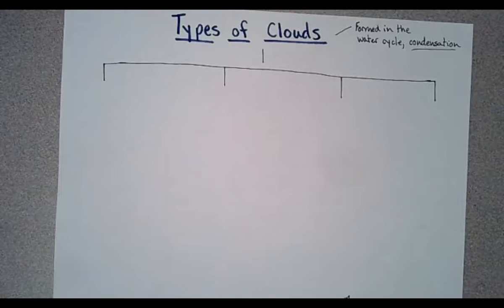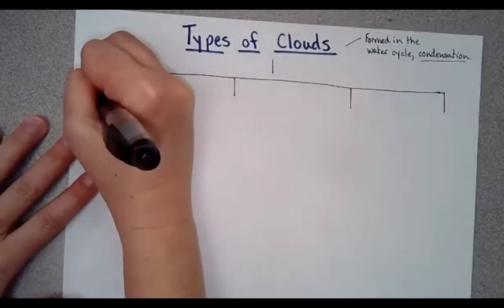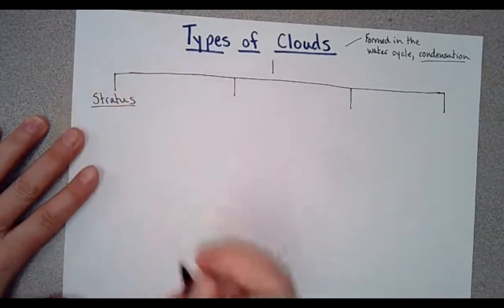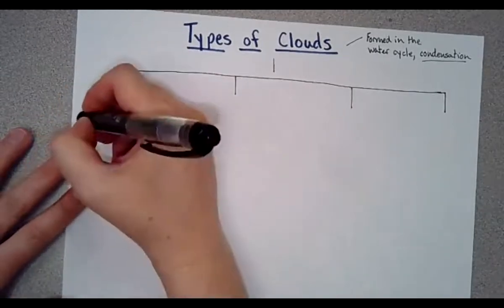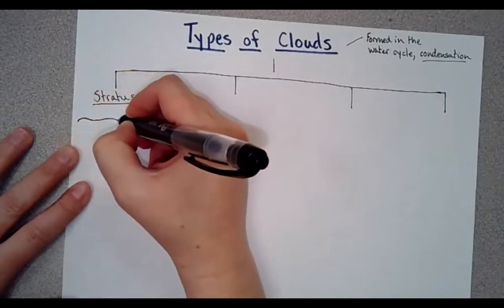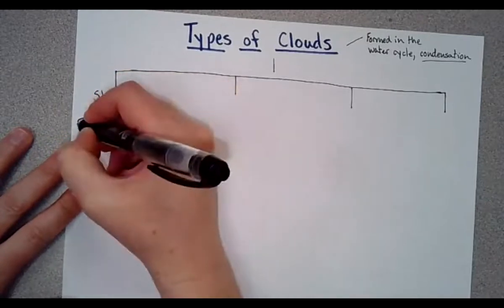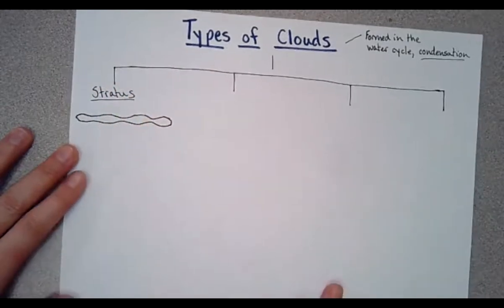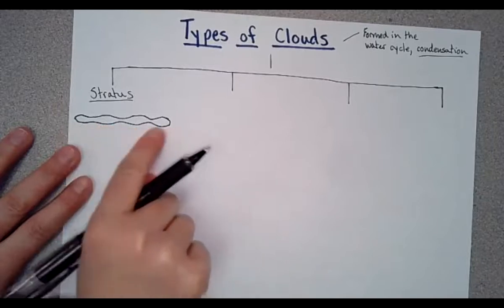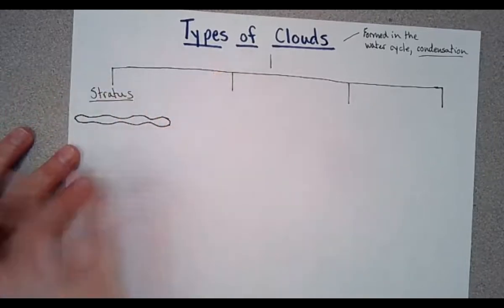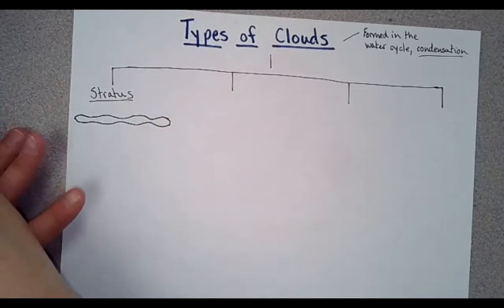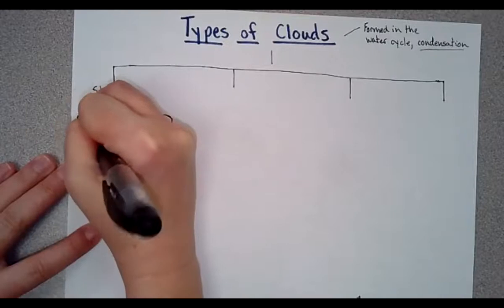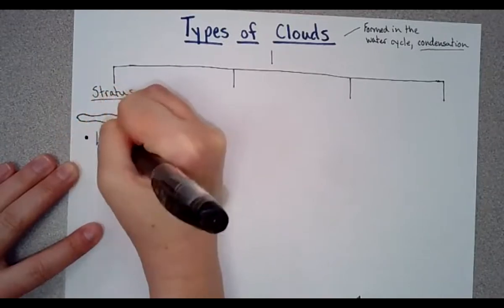Okay, the first one that we're going to be talking about today are stratus clouds. First we're going to draw a little picture of them. Stratus clouds look like a comforter laying over the sky. When I say a comforter, I mean like a blanket. They lay like a blanket and they hang low, low, low in the sky. So let's take some notes. Number 1, they look like a blanket.